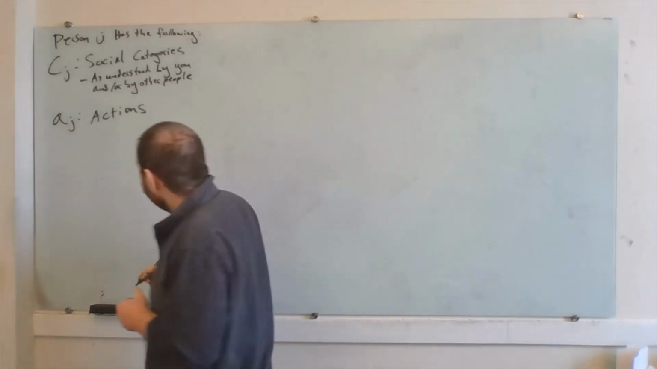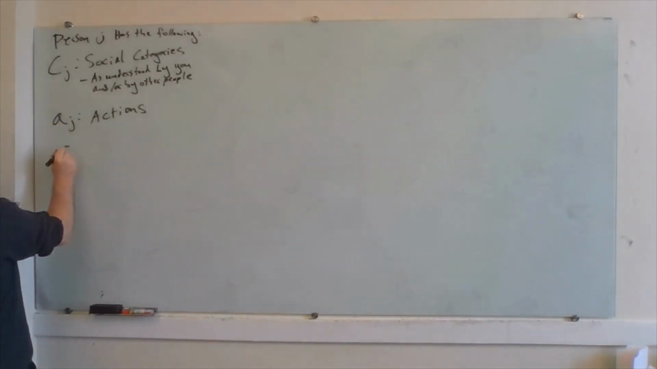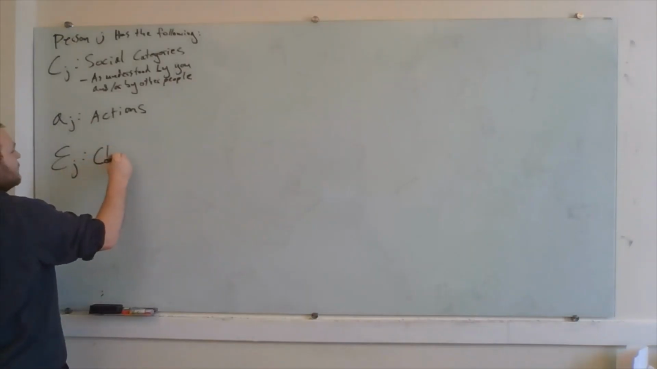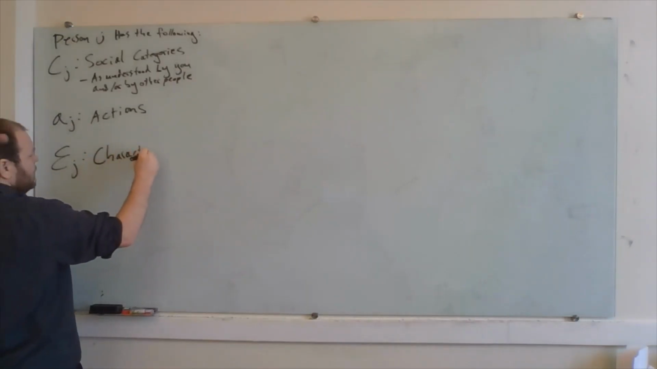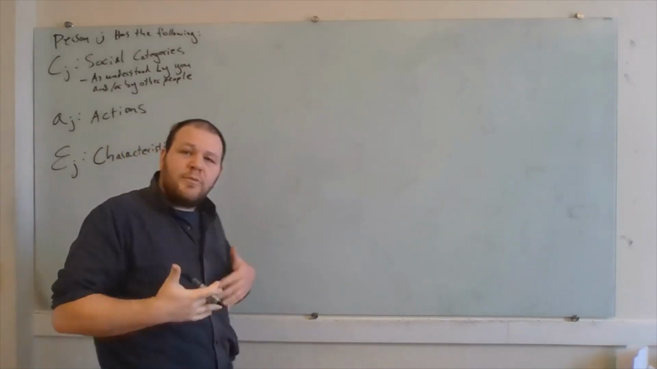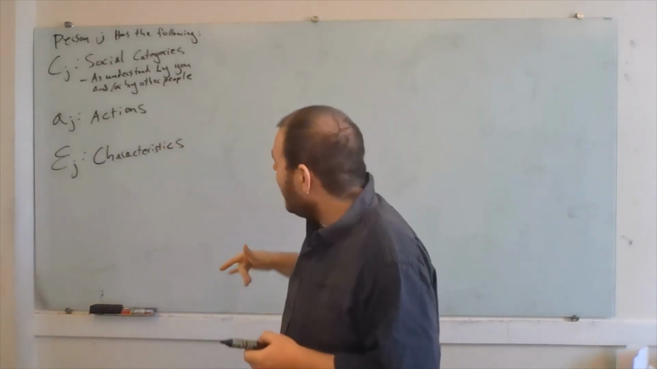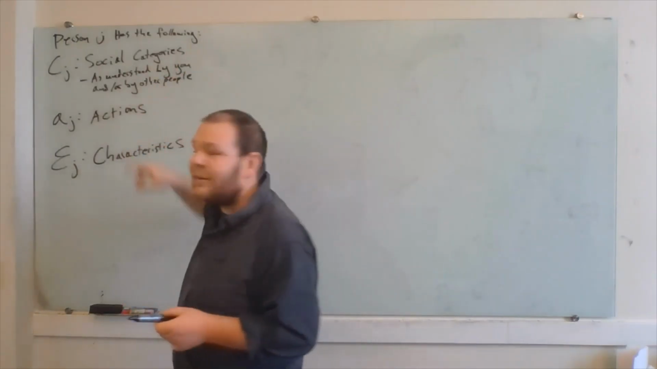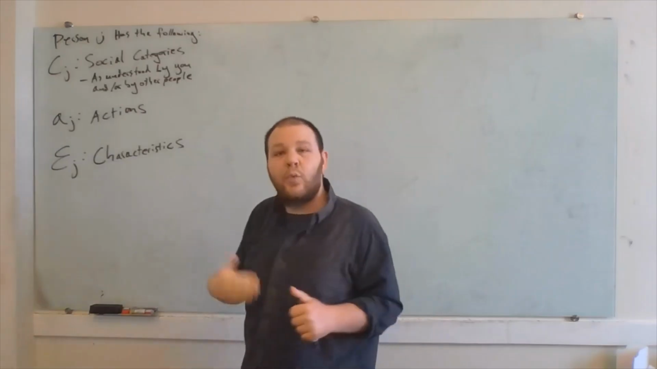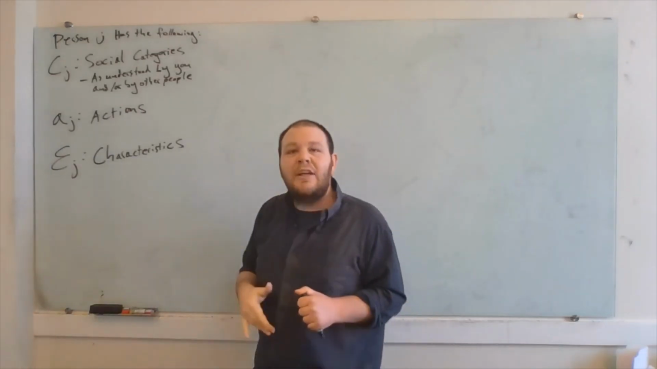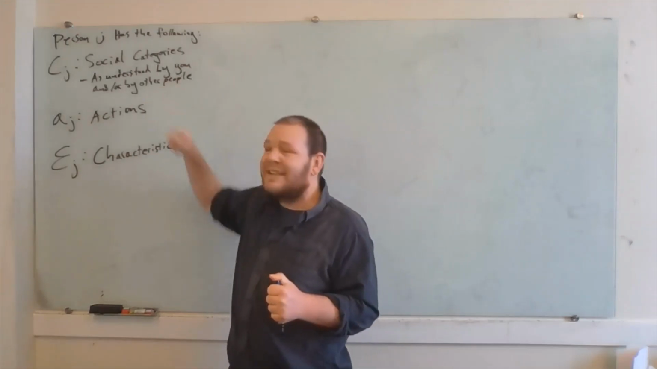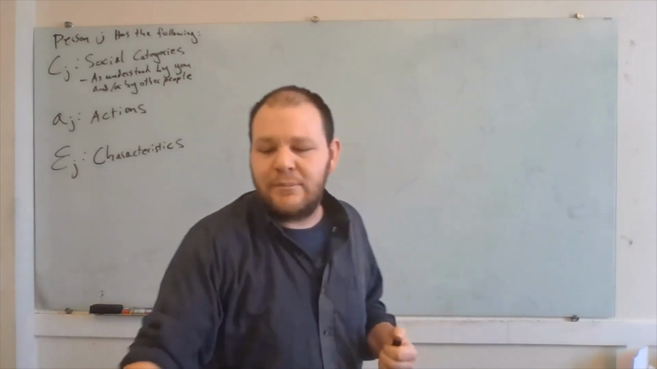Third thing that's going to matter, we're going to call, weirdly, epsilon j. This is a person's characteristics. So these are observed attributes of a person that shape the way other people perceive their social category and perceive their actions. So we said that social category includes things like race. Characteristics might include things like skin tone, things that influence people's designation of what social category a person belongs to.